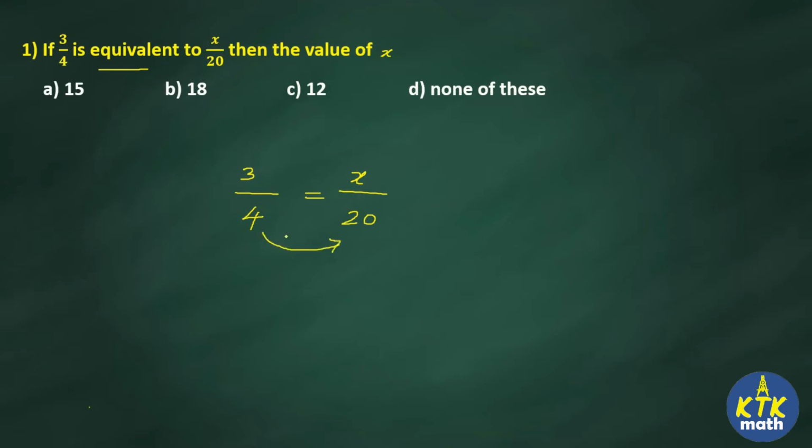So what have they done here? They multiplied by 5. 4 fives are 20. So this operation must be done with the numerator also, because both are equal fractions. Whatever they have done with the denominator, you should do the same with the numerator, using this clue. So 3 fives are 15. Therefore your answer for the x value is 15.